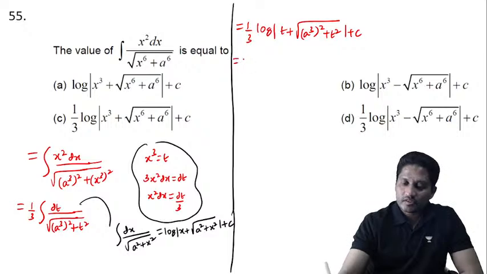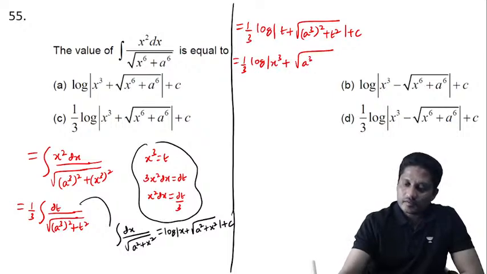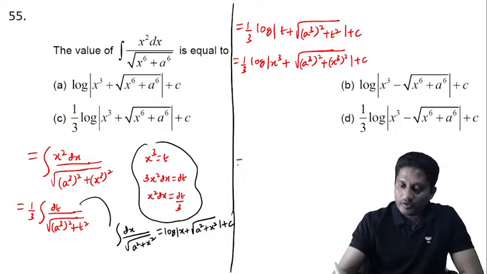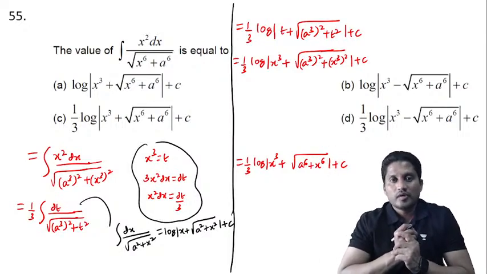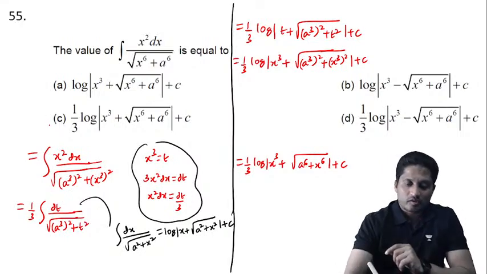Now substitute the value of t, so this is 1 upon 3 log of t value is x cube plus root of a cube the whole square plus t square, that is t square is x cube the whole square, and plus c. Alright, now this is equal to 1 upon 3 and then log of x cube plus root of a power 6 plus x power 6, plus the constant c. So this is 1 upon 3 log of x cube plus root of x power 6 plus a power 6, plus c. Answer is option C.